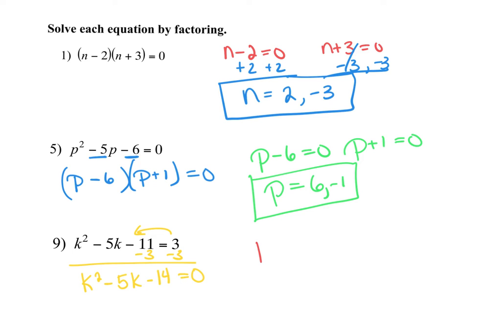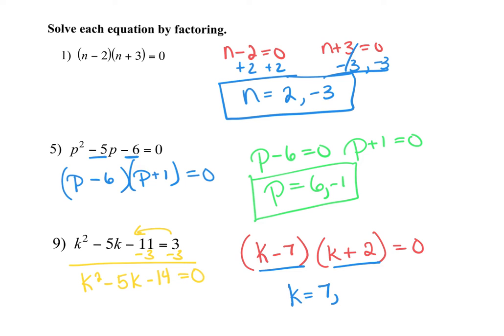Right, so we have k minus 7, k plus 2. Negative 7 times positive 2 is negative 14. Negative 7 plus 2 is negative 5. So set each one equal to 0. This is going to give you k equals 7. This one is going to give you k equals negative 2.